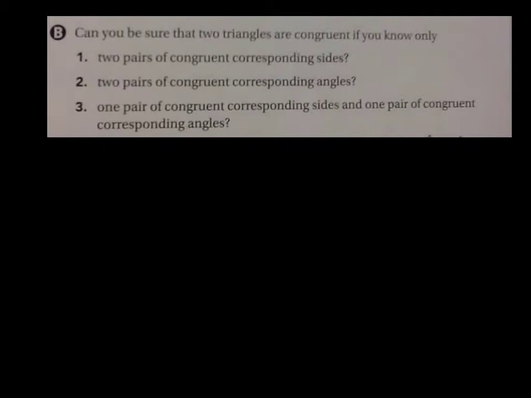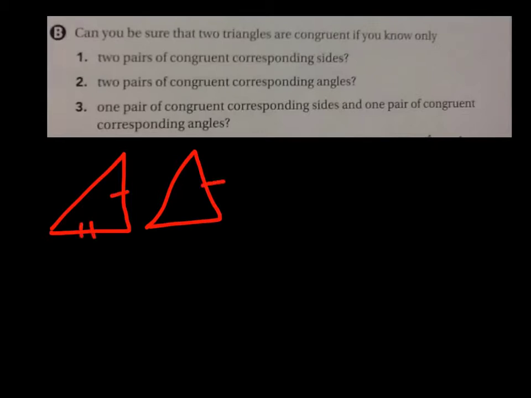Looking at this, I'm already thinking of all these different situations. Maybe we have a triangle that looks like this and a triangle that looks like that. Ooh, that doesn't look like a triangle. They have two sets of congruent sides. Are they going to be the same? I don't know. How about if we have two sets of congruent corresponding angles?